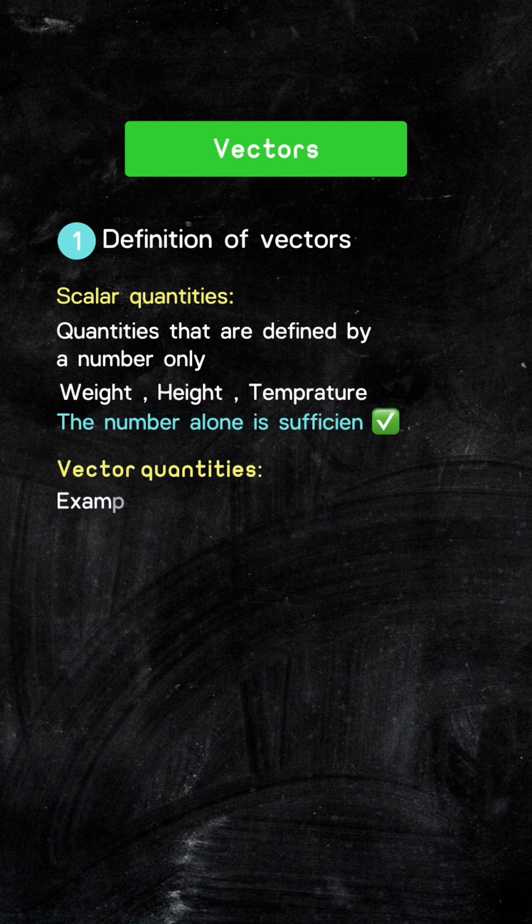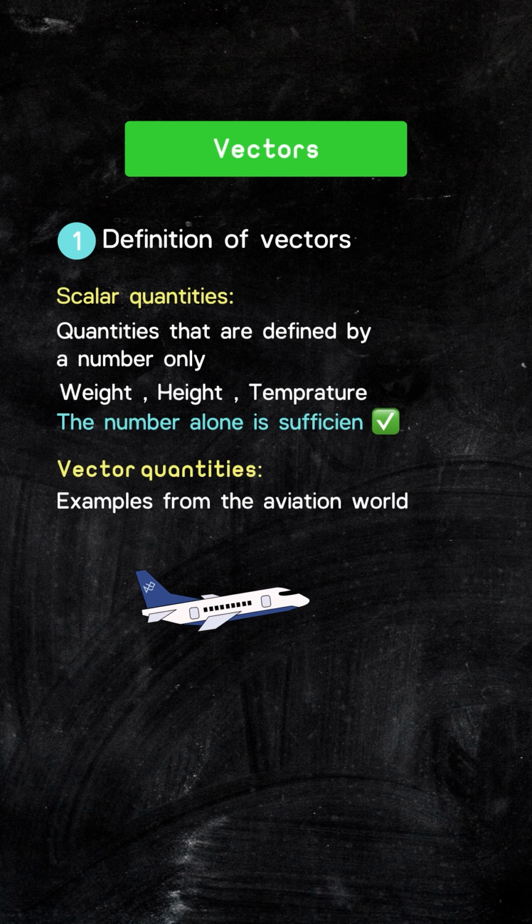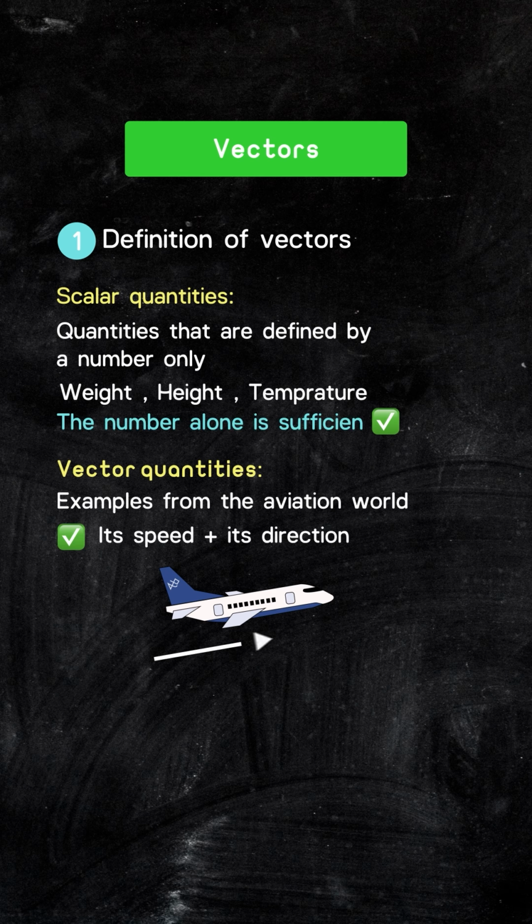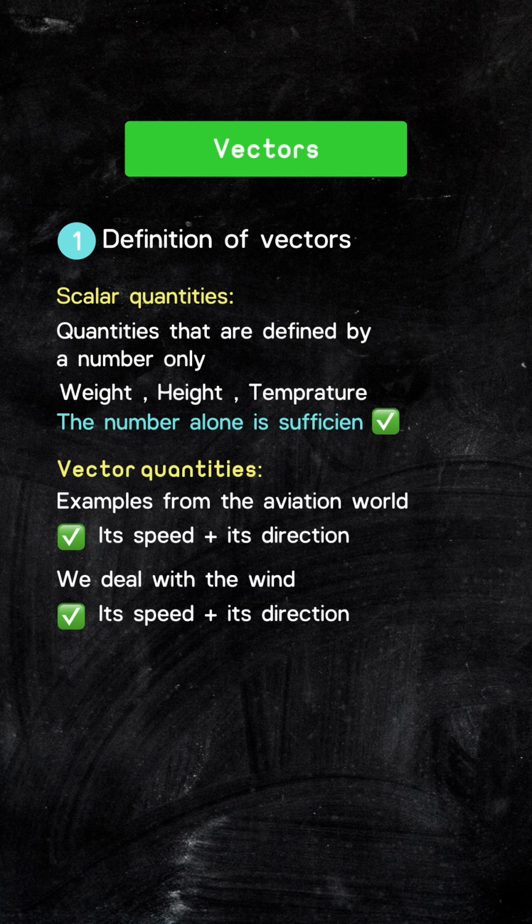For example, in the aviation world, if we are determining an aircraft's position, we need to know its speed and its exact direction. The same thing applies when we deal with wind. It must have a speed, and we need to know its exact direction.